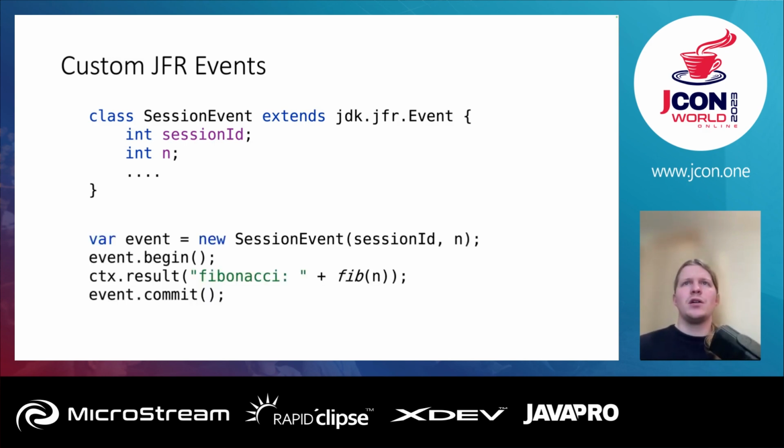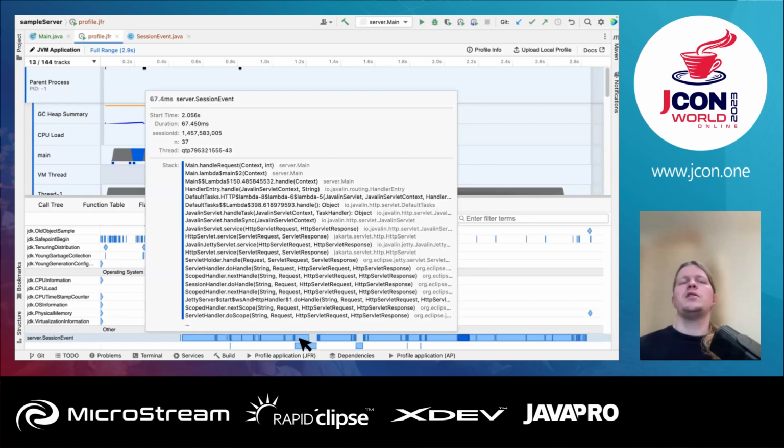And then when we are in our server code, before calling the Fibonacci number functions, we're just creating our new session event, then we're telling it to begin. And then in the end, after we finish, we commit, and so we have the session event with a stack trace, with a start time, with an end time, and then we can see all these events in our UI and just Carbon JFR UI. All of them support custom events.